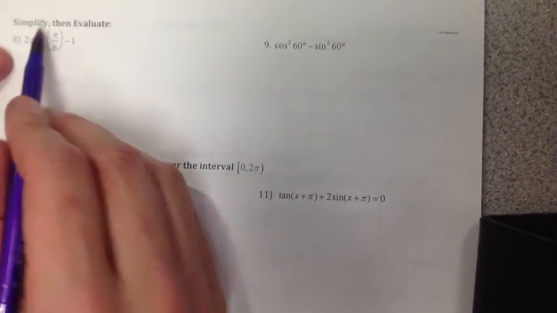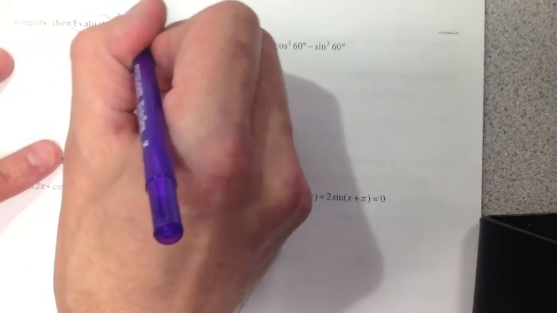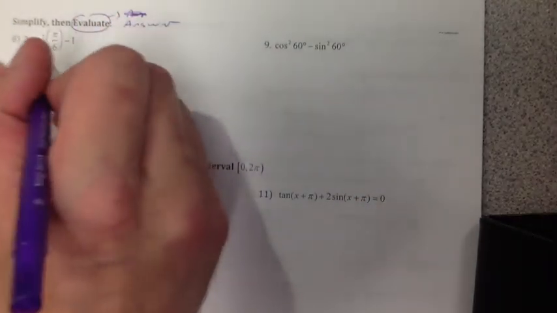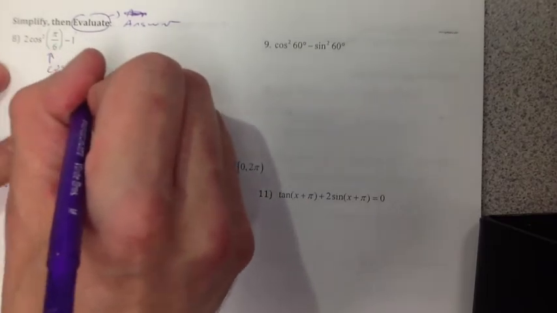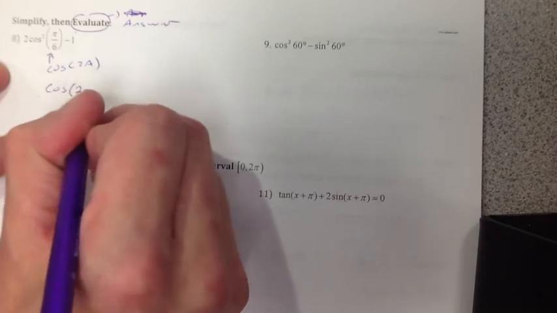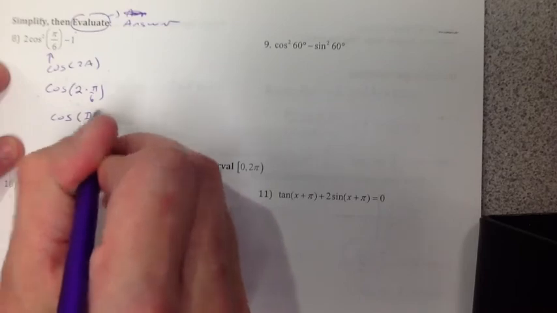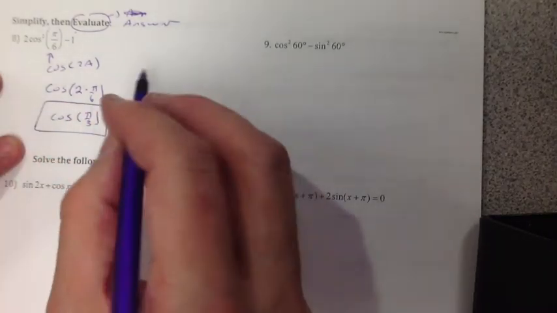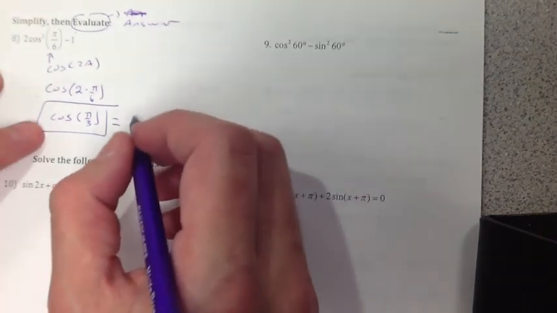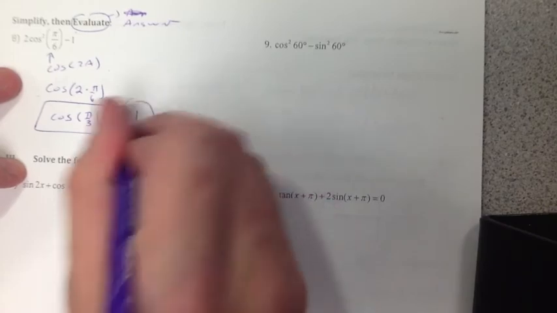So, simplify and evaluate. Now, evaluate means I want to get an answer. I want to go all the way I can. You should hopefully recognize that this is our cosine of 2a rule. So we're going to get the cosine of 2 times pi over 6, which becomes the cosine of pi over 3. And what's the cosine of pi over 3 going to be? Very good. It's 1/2. Nice job.